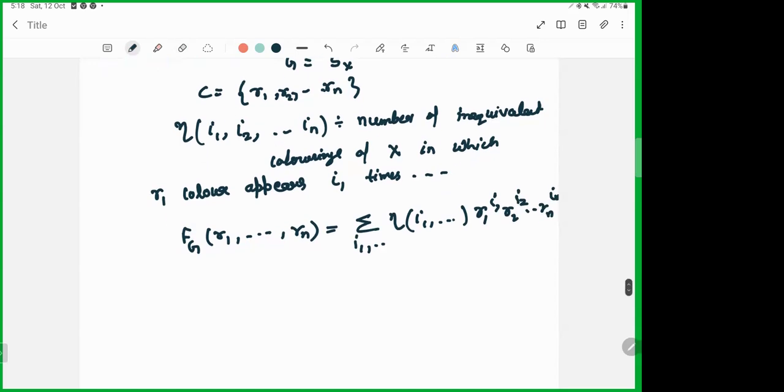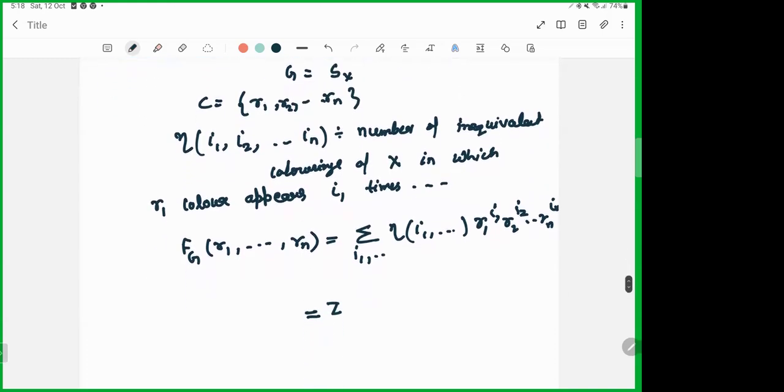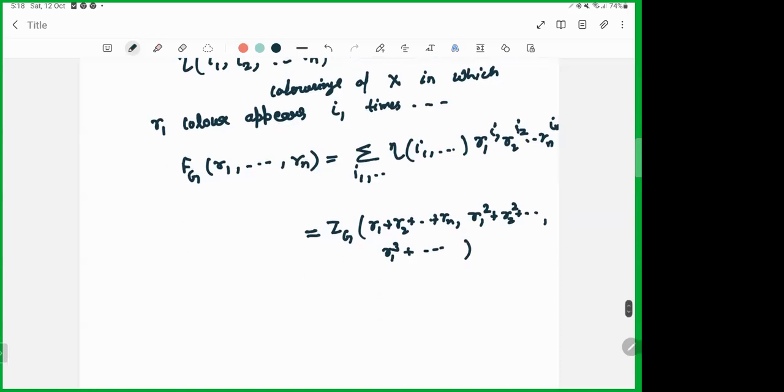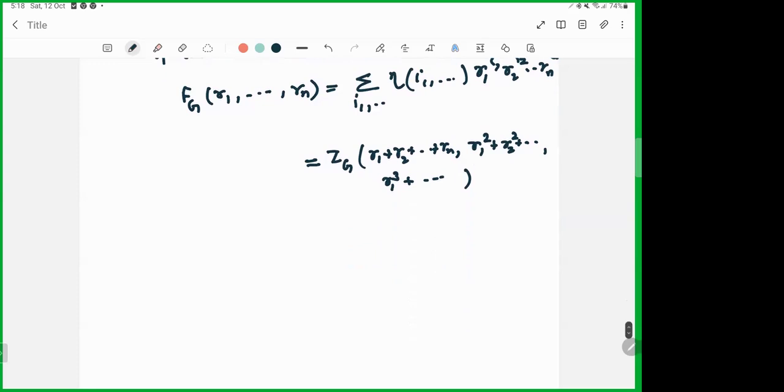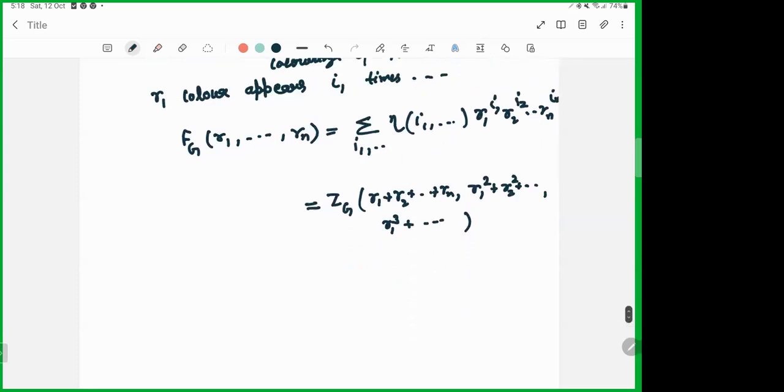So we will do several problems related to this. This is Polya's theorem. But the interesting thing is that this is the same as the cycle index. Polya's theorem says that this polynomial or power series is the same as the cycle index polynomial with the variables R1 plus R2 plus Rn, then their square sum, then their cube sum, their fourth power sum, and so on. So this is Polya's theorem.